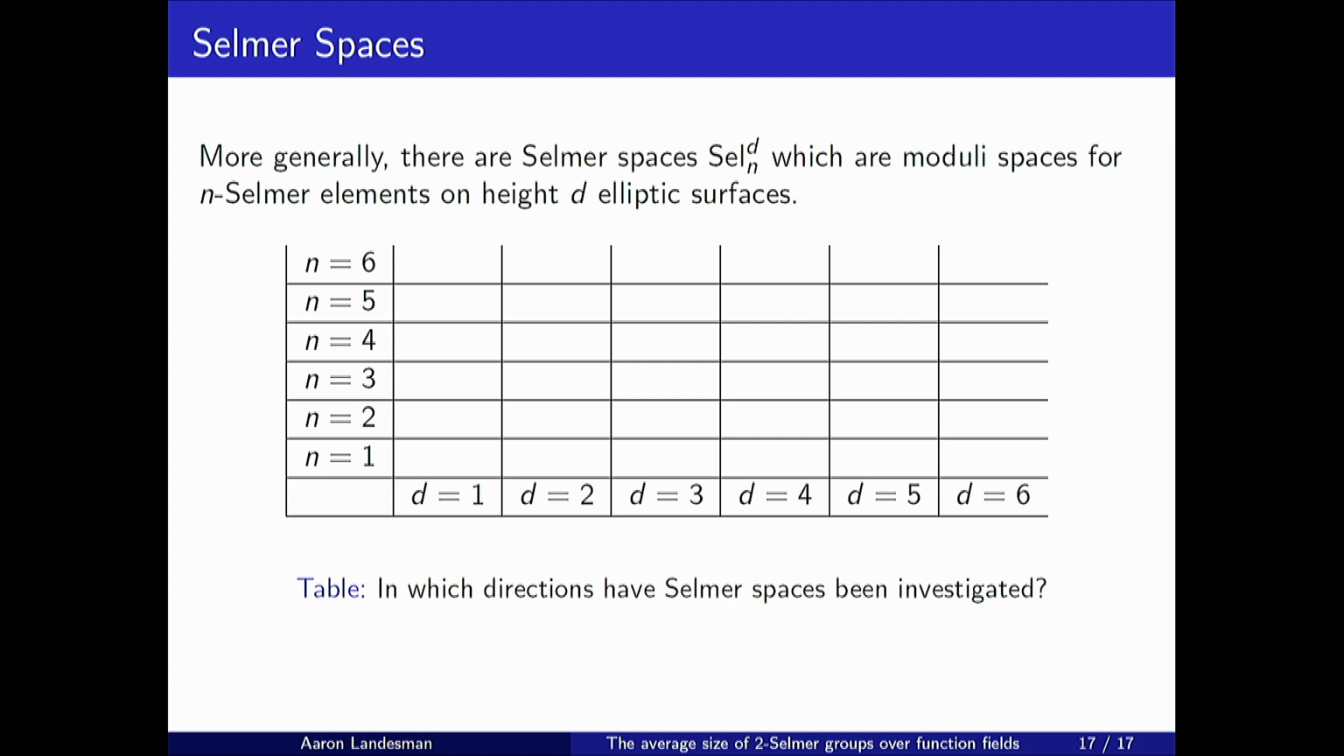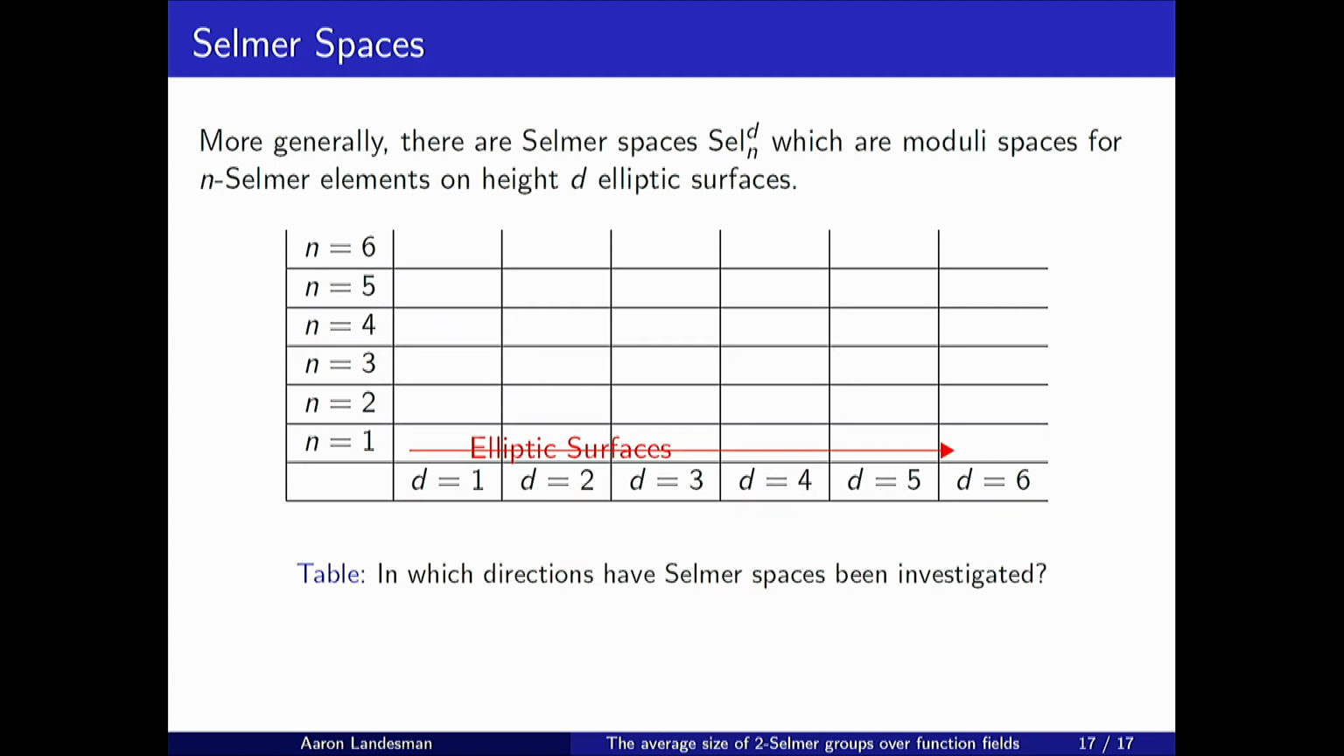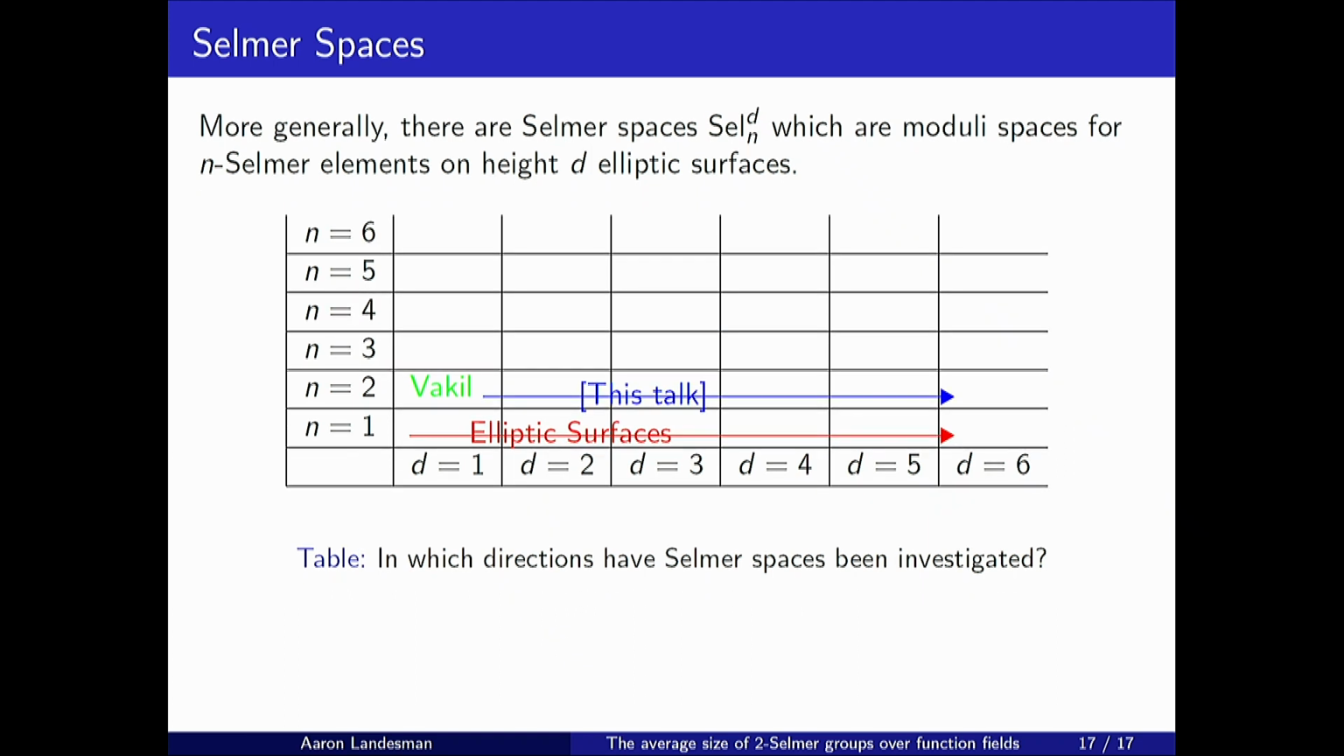And what parts of these moduli spaces have been investigated? So the simplest case is these 1 Selmer elements are the same as elliptic surfaces. And so, okay, a lot of people study those. And then, as I mentioned, Ravi studied this particular case of height 1 and 2 Selmer elements. And then in this talk, we were talking about the average size of the 2 Selmer group, which is what happens as you go along this row and let the height go to infinity. We're taking this limit.